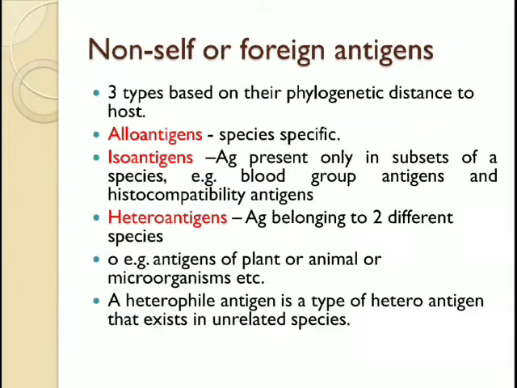Isoantigens. These are antigens present only in subsets of a species, such as blood group antigens and the MHC complex antigens. The heteroantigens are antigens belonging to two different species, for example antigens of plants, animals or microorganisms. And heterophile antigens are a type of heteroantigens that exist in unrelated species.